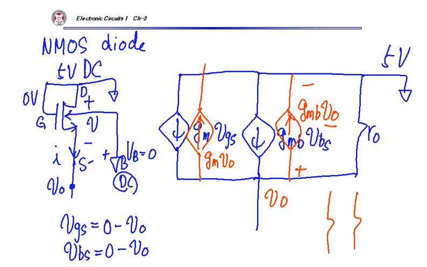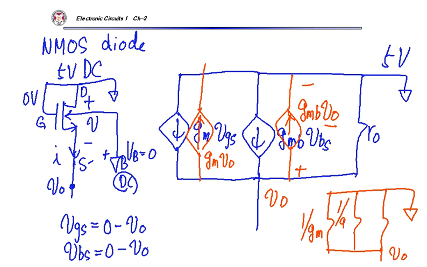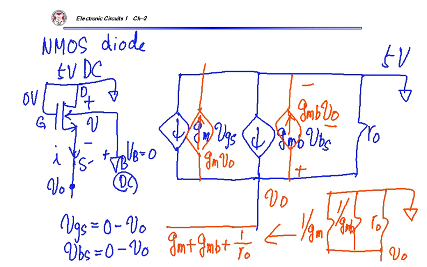Then I can just represent the parallel connection of those three, which is resistance 1 over GM, 1 over GMB, RO, right? So the equivalent resistance is just a parallel connection of those transistors. Okay. Yeah, question.